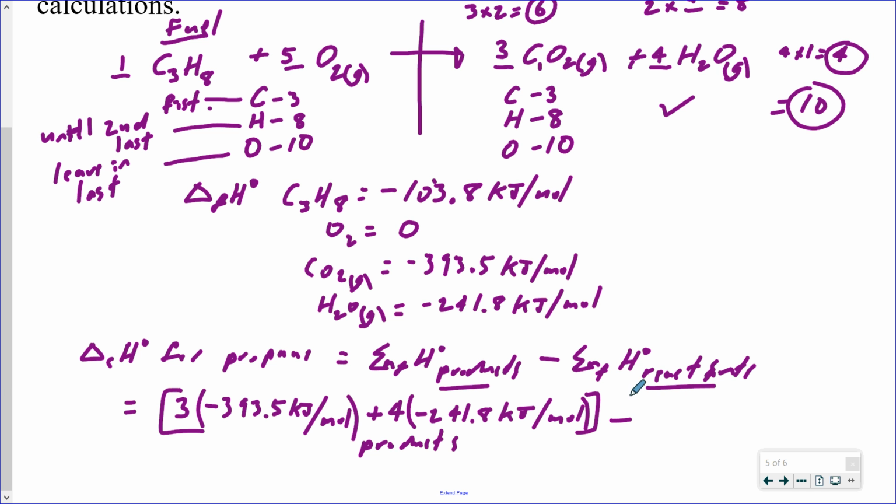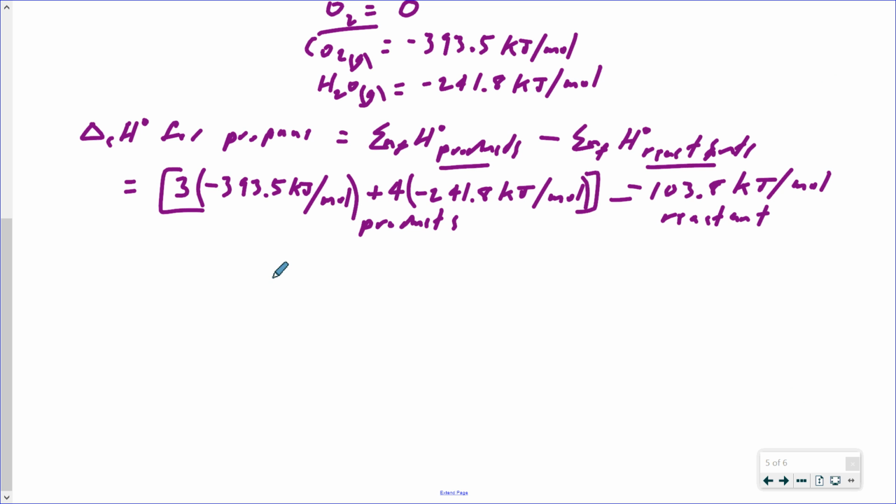And now I'm just going to minus the enthalpy in the reactants. Well, there really is only one reactant, because oxygen is 0, so I'm not even going to write it down. The only thing I need to write down is the propane. Again, it is negative, don't forget that, so minus negative 103.8 kilojoules per mole. So you plug those numbers into your calculator, and this is what you should end up with.